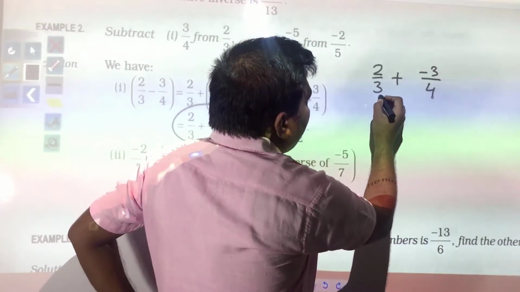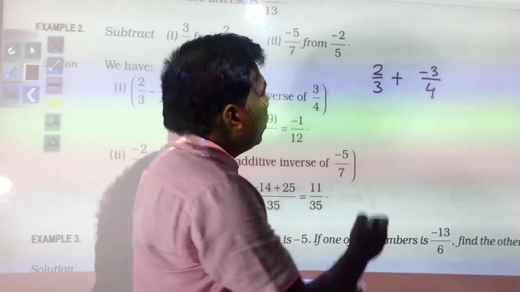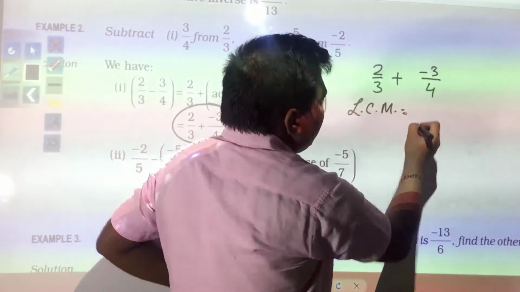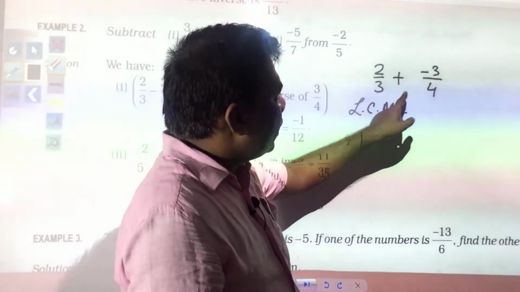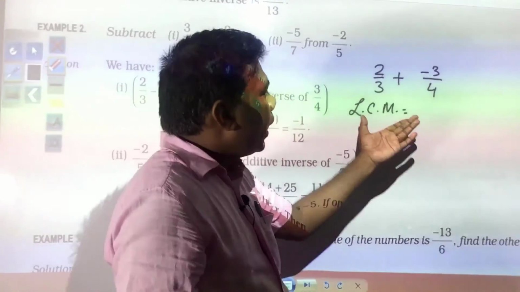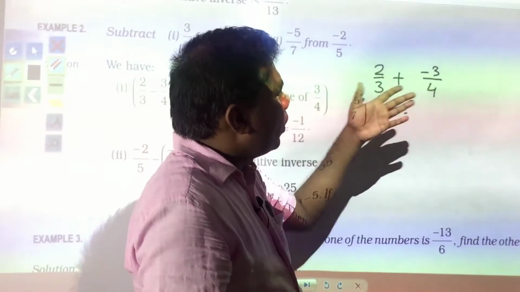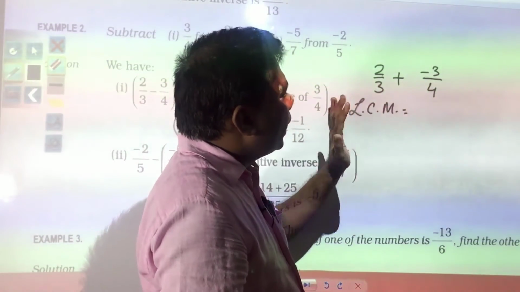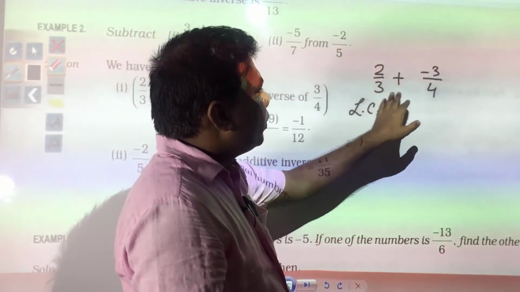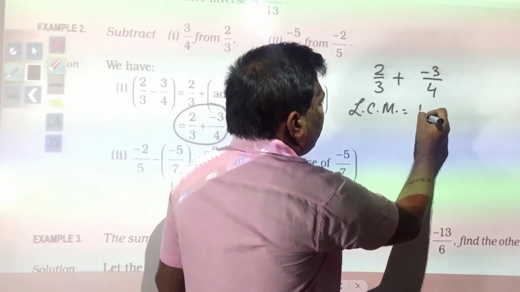The denominators are 3 and 4. So, what is needed to be done? You need to find out the LCM. You have 3 and 4 in the denominator, so you need to find the LCM of 3 and 4. As you know, 3 and 4 will not come in any common multiplication table, so finally your LCM will be 3 into 4, that is 12.